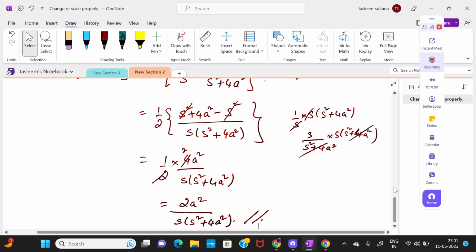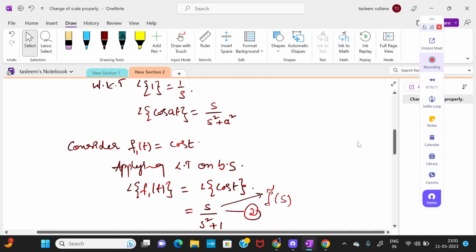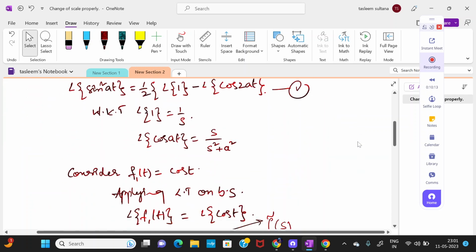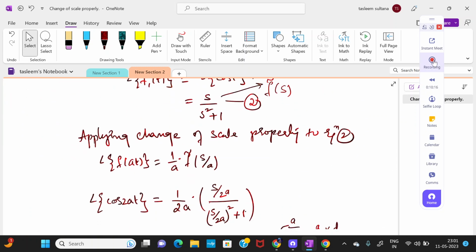Yes, it's clear, Aditya, how to implement the change of scale property. All the steps are clear. Yes, ma'am. Yes, ma'am.